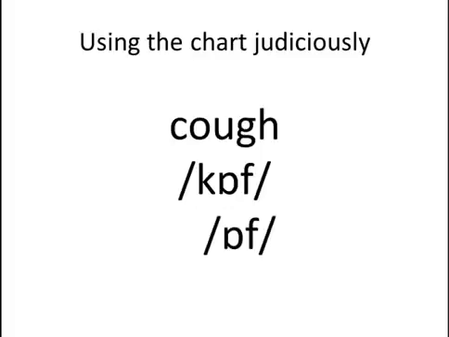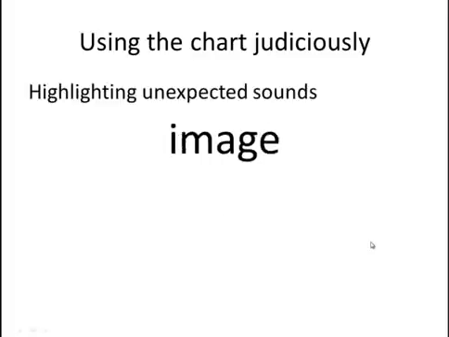Also with this, of course, you could just use the off bit. That's the difficult bit. The k clearly isn't a difficult sound. So you could just use it judiciously. Another way that it's useful is to highlight unexpected sounds. So here, for example, it's likely that learners will think this says image. Why wouldn't they? But it doesn't. It's image. So it's actually the I sound that's tricky here, because you would think it would say age, but it doesn't. So just putting up that can be helpful.